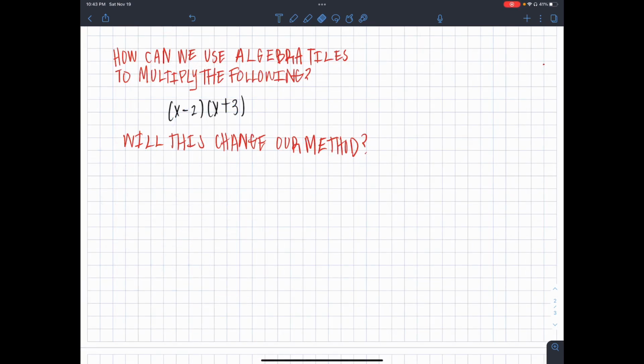Think about this question real quick. Think about x minus 2 times x plus 3. Think about this. And how will it affect algebra tiles? How will it affect us using the area method? Will it change? Or what can we do to it? Think about it for a sec.